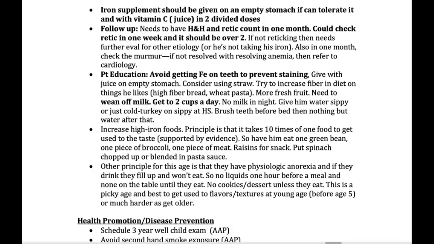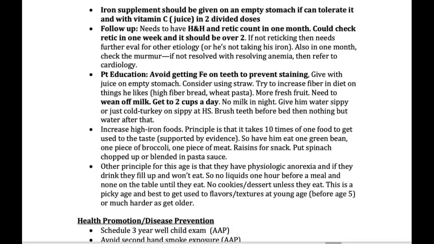Teaching to the parents would be that we want to avoid the iron on the teeth to prevent staining. Give with juice on an empty stomach. Consider using a straw. Try to increase fiber in the diet because it can cause constipation. He needs more fresh fruits. He needs to wean off milk and get to 2 cups a day.